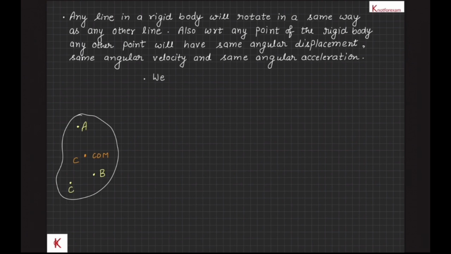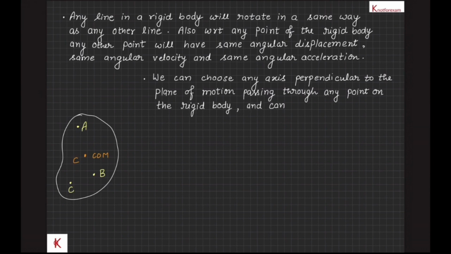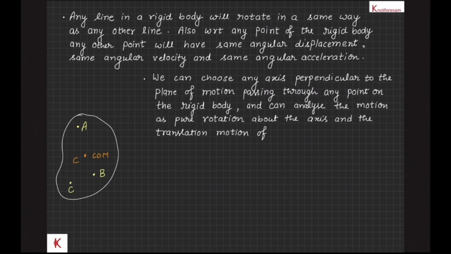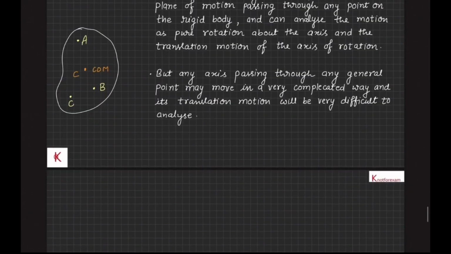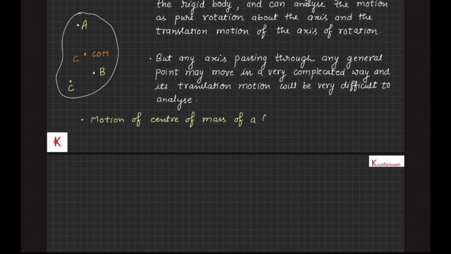Also, for a rigid body under general plane motion, we can choose any axis perpendicular to the plane of motion passing through any point on the rigid body and can analyze the motion as pure rotation about the axis and the translation motion of the axis of rotation. But any axis passing through any general point may move in a very complicated way, and its translation motion will be very difficult to analyze.